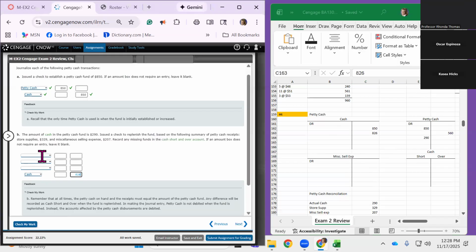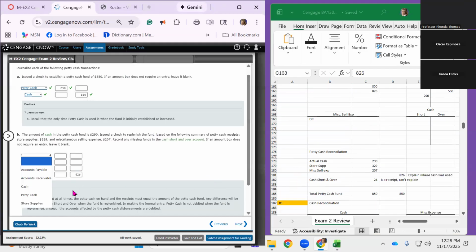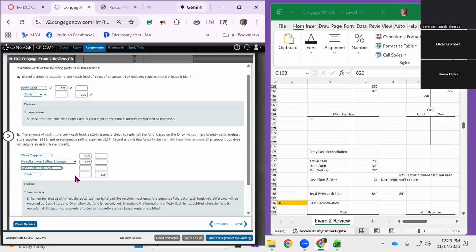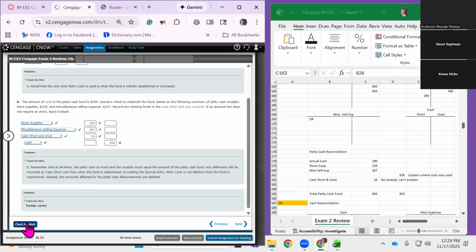And then we need to record where this was put. So store supplies gets a debit for $329, and miscellaneous selling expense gets a debit for $207, and then short and over. Remember, cash short and over is a debit or a credit, whichever one you need it to be.